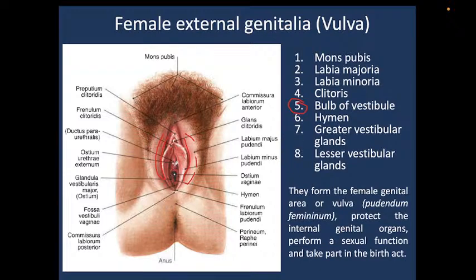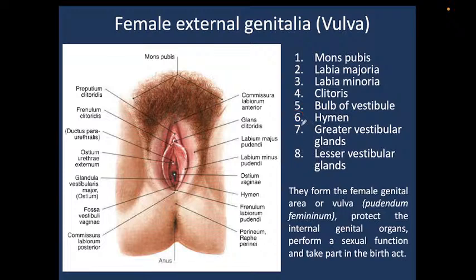Hymen, this is the membrane. This is part of the cloacal membrane, and as I said before, the right pronunciation should be hymen, in Latin. Hymen is the border between internal and external female genital organs.